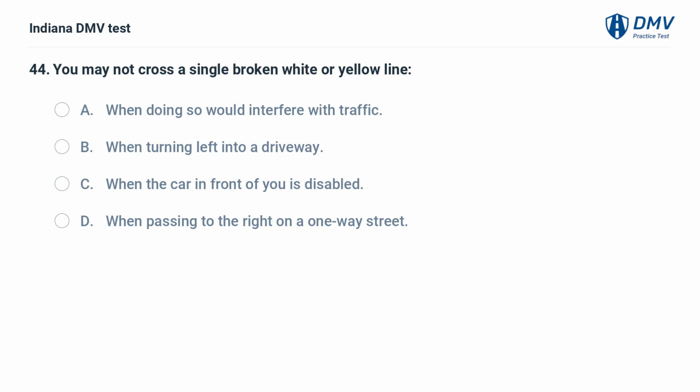You may not cross a single broken white or yellow line. A. When doing so would interfere with traffic. B. When turning left into a driveway. C. When the car in front of you is disabled. D. When passing to the right on a one-way street.